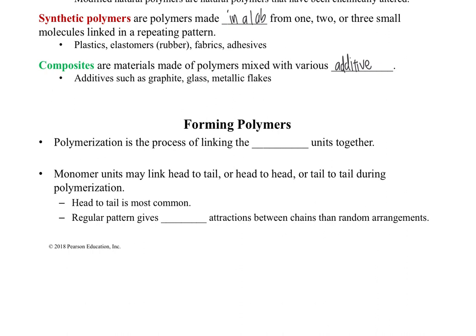Polymerization is how we form polymers, so that's where we link the different monomers together. Basically, if they're asymmetric, there's going to be a head side and a tail side. So the head of one monomer will link to a tail of another. You could also arrange it so a head might react with a head or a tail to a tail during the polymerization. But more common than not is a head to a tail, and that would be more specific. And then this regular pattern gives strong attractions between the chains, and so you don't get as many random arrangements.